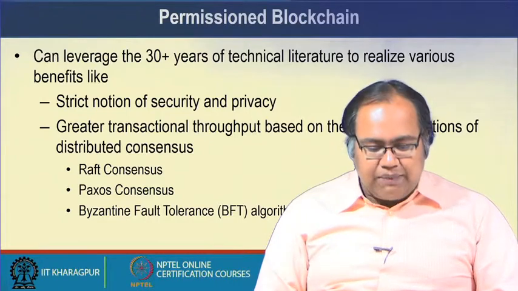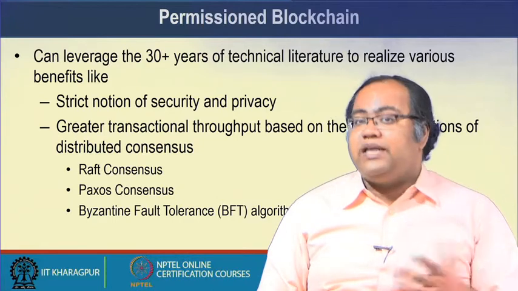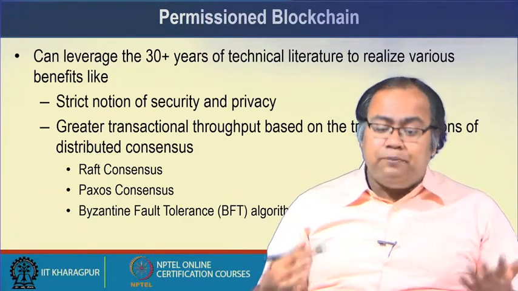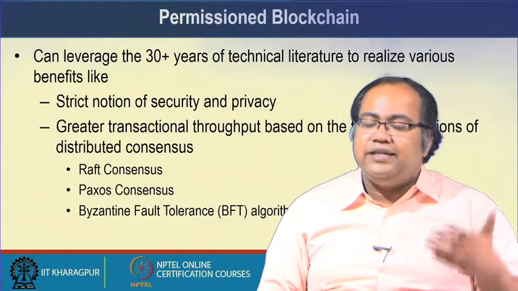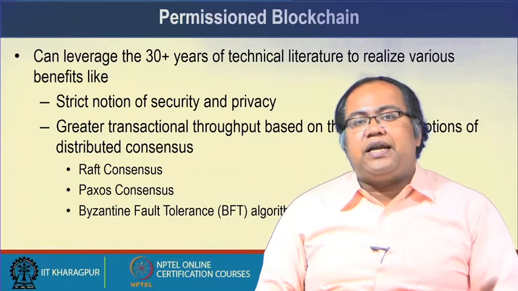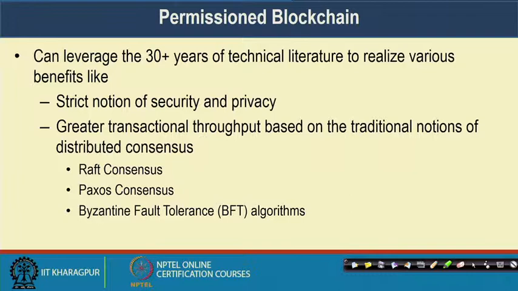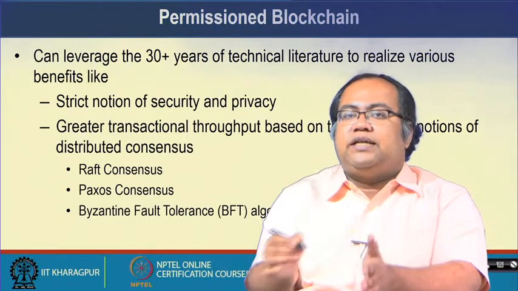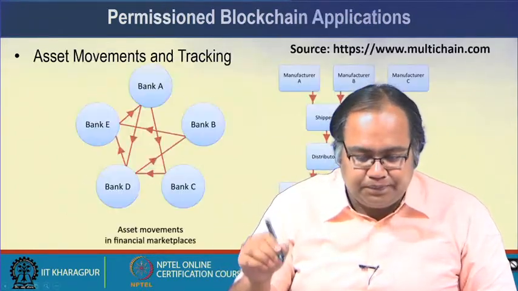in the last 30 plus years, and those kinds of algorithms provide a stricter notion of security and privacy, and support greater transactional throughput based on the traditional consensus algorithms, like Raft consensus, Paxos, and Byzantine fault tolerant consensus. All these different kinds of consensus algorithms we will study later, but these types of consensus algorithms provide significantly higher transaction throughput compared to the standard proof of work mechanism, which is a challenge response based mechanism and which is incorporated in the Bitcoin architecture.